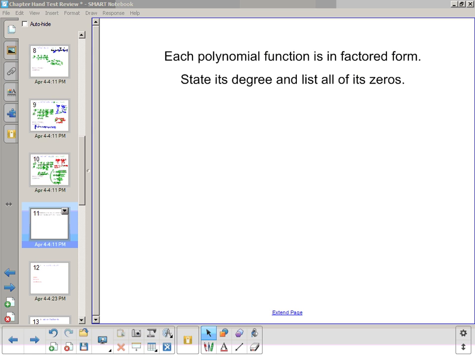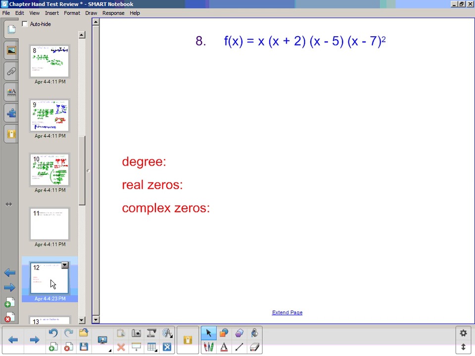Well, we're back to finishing the review. And in this section, each polynomial function is factored, and I'm interested in you finding the degree and all of the zeros, specifically knowing the difference between real zeros and complex zeros.